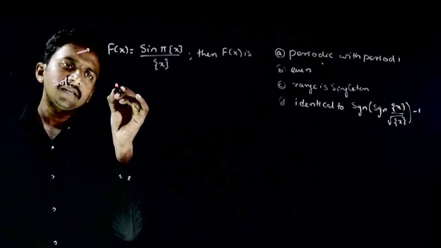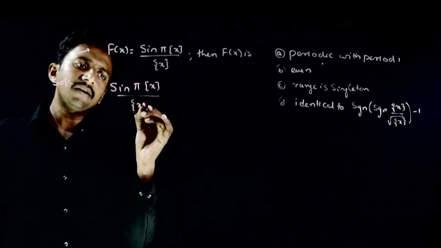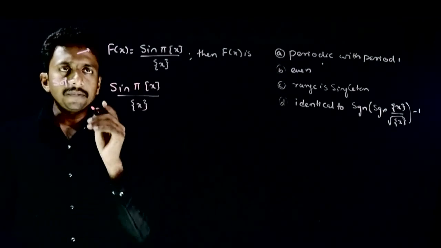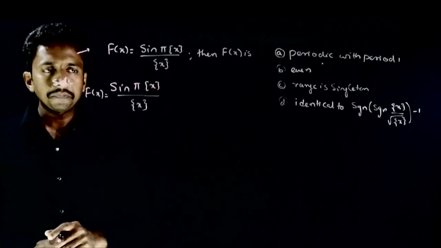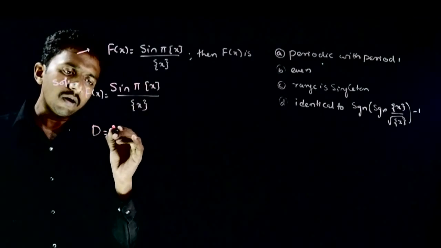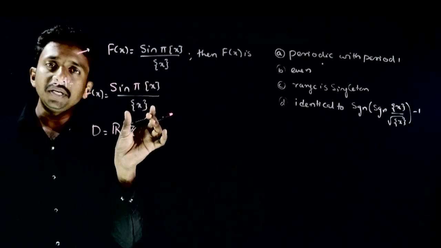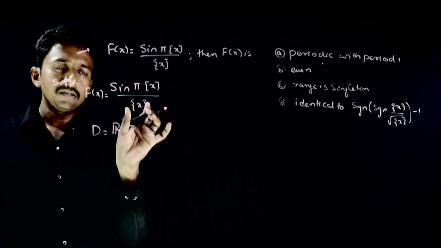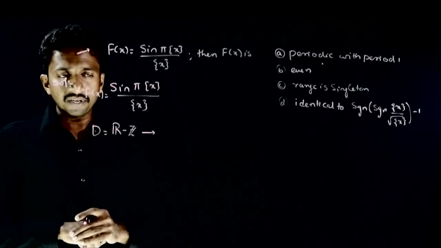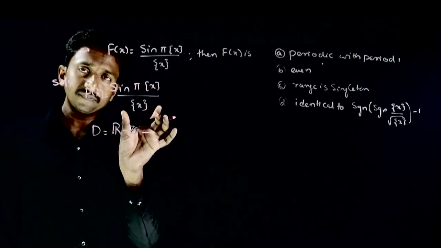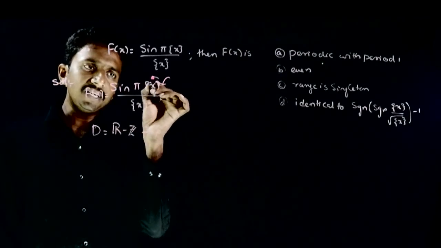ठीक है, f of x is sin of pi times integer part of x by fractional part of x. So आपको पता है this function will not be defined when fractional part of x is equal to 0. So इसका डोमेन होगा all real numbers except integers, क्योंकि at x is equal to integer fractional part 0 हो जाएगा. So denominator 0, this function will not be defined. At all other points the function will be defined because fractional part of x तो नॉन जीरो है, but कोई भी x ले लीजिए, integer part of x is always an integer.